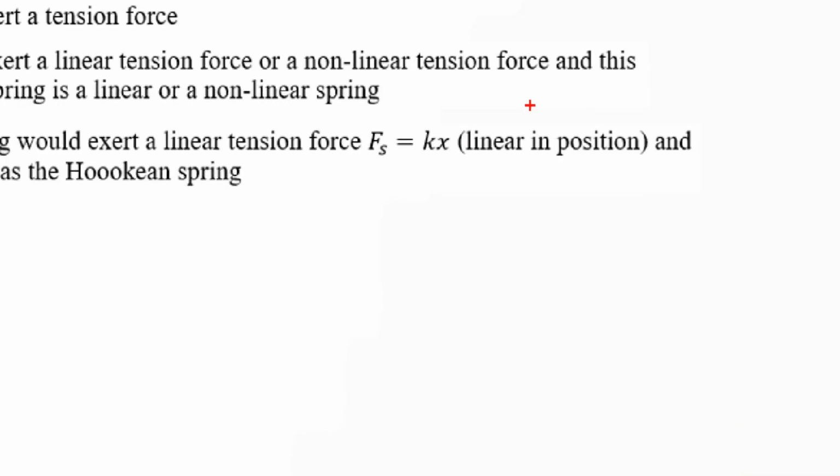Now, section 3, linear versus nonlinear springs. Springs in general exert a tension force. These springs might exert a linear tension force or a nonlinear tension force, and this depends on whether the spring is a linear or a nonlinear spring. A linear spring would exert a linear tension force given by kx. Here I'm not interested in the form, I'm just explaining what is meant by linear and nonlinear. Why is this considered to be a linear tension force? Because the force depends on the position, and the position is linear, which makes this force a linear force.